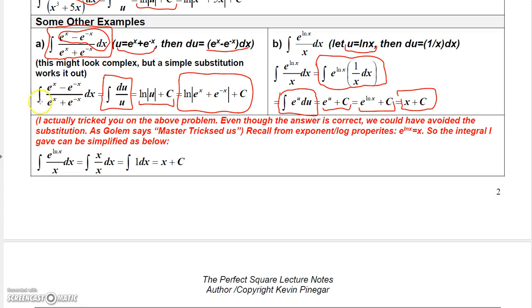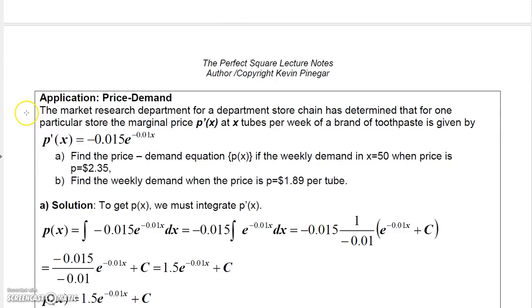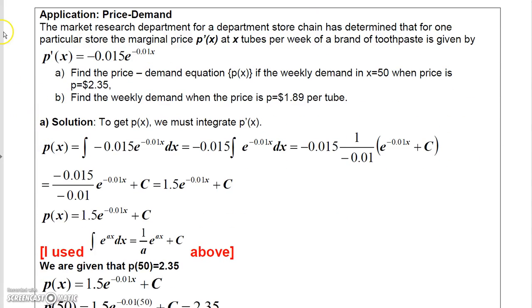Well, I kind of tricked you here because I was just messing with you on this one. Actually, you could have done this a lot easier if you had said in the beginning that e to the natural log of x is just x. Because then this is just x on top and x on bottom, so this is just the integral of 1 dx. And when you integrate 1, you just get x, of course, plus a constant. So anyway, sorry about that. I didn't mean to be mean to you.